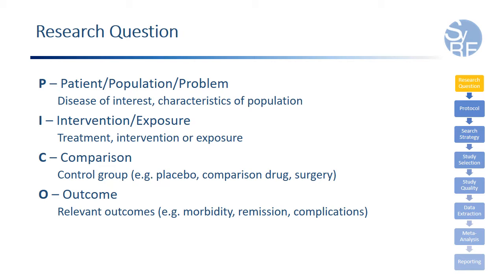So here we would consider what is the condition or disease of interest and what are the characteristics of the patient or population. Under I, we have intervention, which is the intervention or exposure under consideration for this patient or population. C is for comparison, so what is the alternative to the intervention? For example, this could be a placebo control, a different drug, or a surgery. And outcome is what are the relevant outcomes.